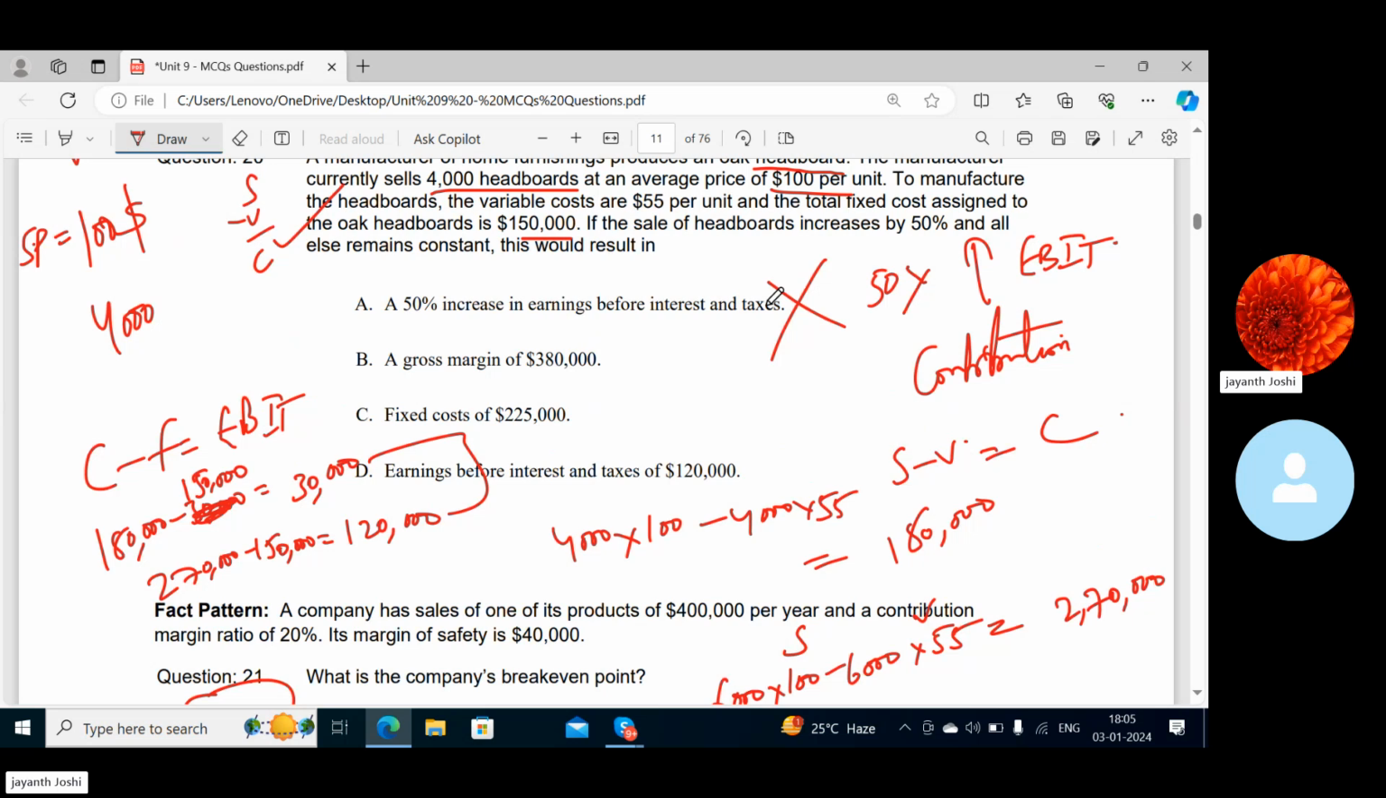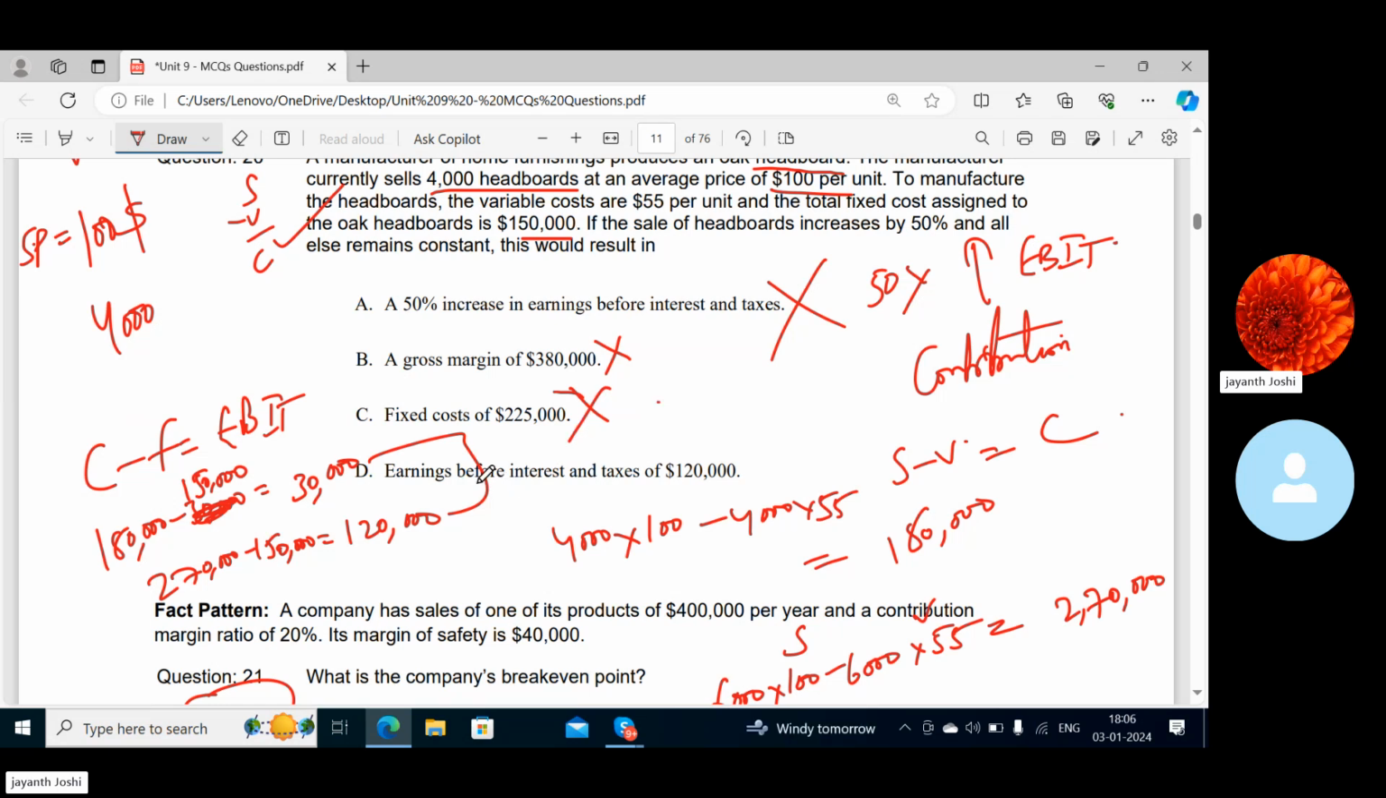Gross margin of 380. From where is this gross margin of 380? I don't get any reference for this amount. Gross margin is gross profit by sales, so I don't think that kind of data is there. Fixed cost of 225. Whatever increment you are doing in sales, do you think the fixed cost is going to increase? No, sir. It will remain the same, all else constant. That's common sense.